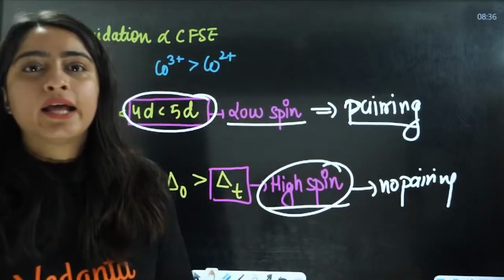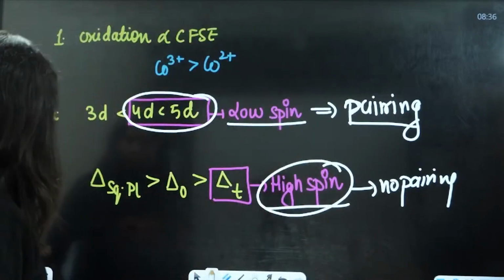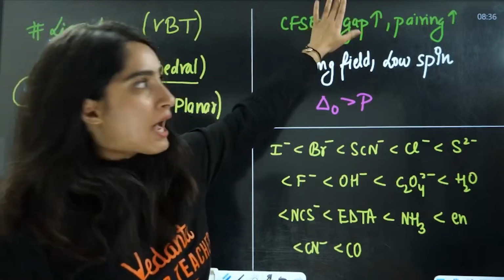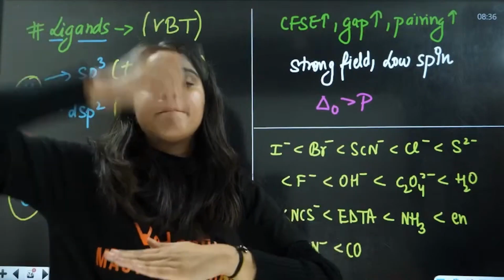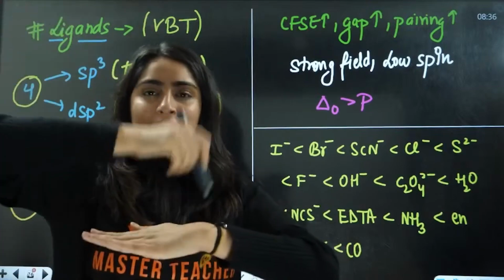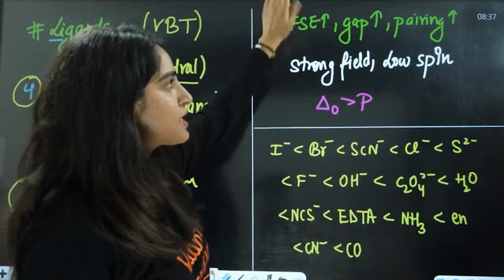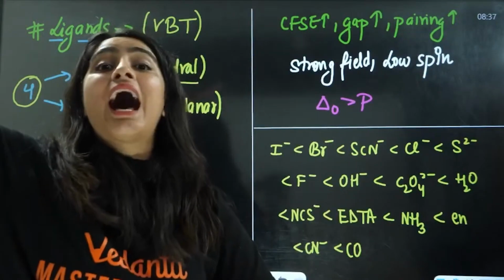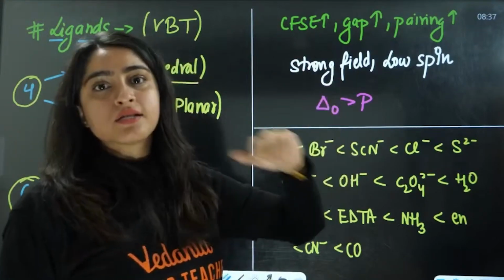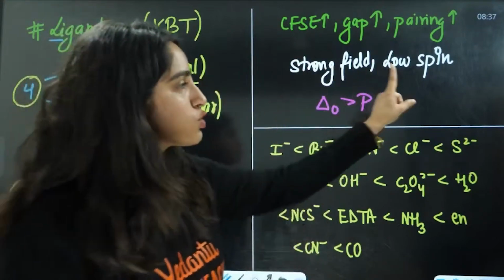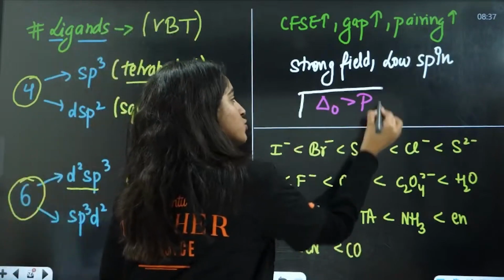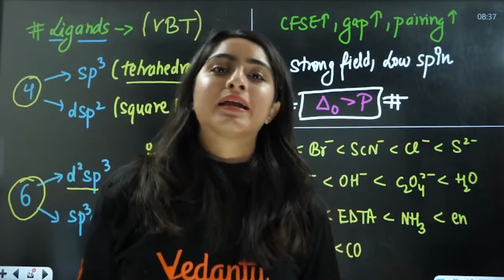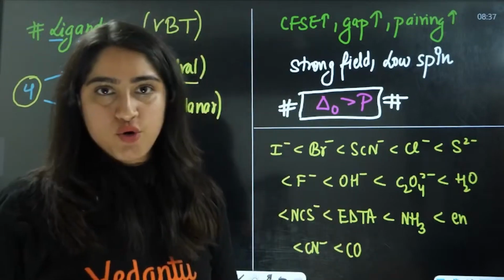Now, how do you decide whether there will be pairing or no pairing? There is a simple trick. If the CFSE is high, the gap is high, and then there will be pairing of electrons. A strong field ligand causes high CFSE, pairing, and low spin complexes. In that case, delta O, the CFSE, is more than the pairing energy, which is why there is pairing of electrons.